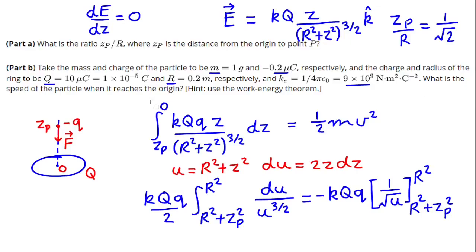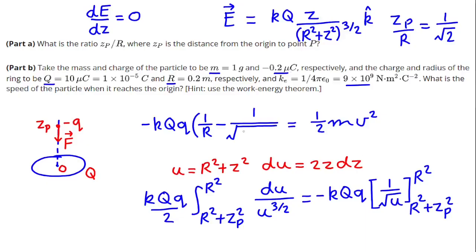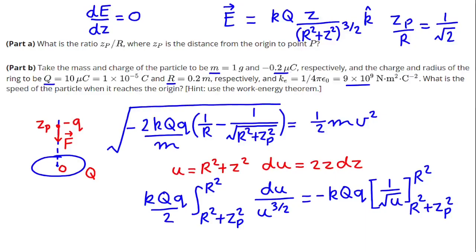So we can substitute our result into the Work-Energy Theorem. So we have minus KQ times Q times 1 on root R squared minus 1 on the square root of R squared plus ZP squared. And now we can solve for the speed by multiplying through by 2 and dividing through by m and taking the square root of the result. So we end up with the following expression.